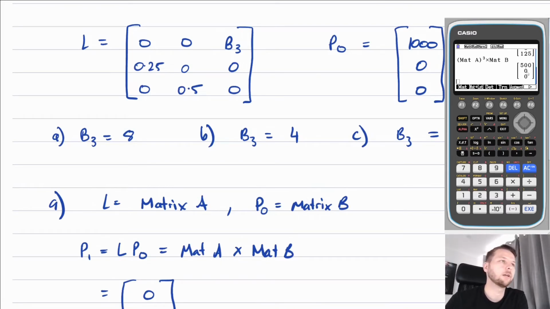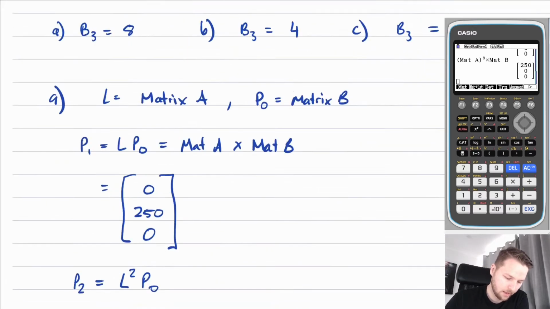What do you think is going to happen if we put in, say, 6? We cycle through the next 3 time periods. If we go bracket matrix A to the power of 6 times matrix B, we're going to have half that again. Yep, there you go. So if the birth rate is only 4, we can probably conclude that our population is going to decrease over time, because the birth rate is not enough to sustain the population with those survival rates.